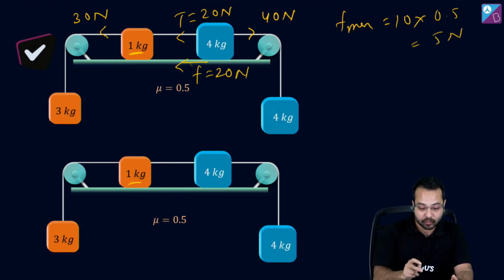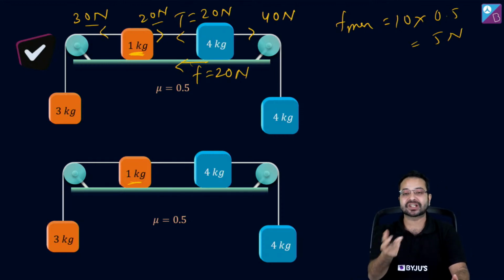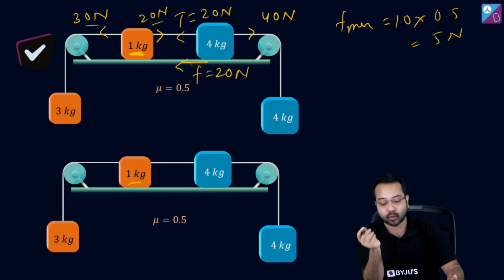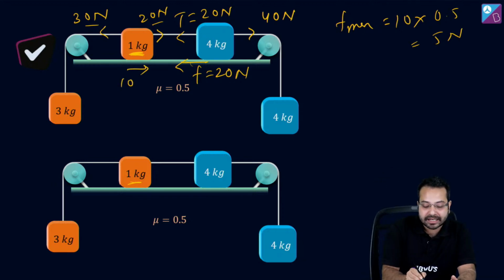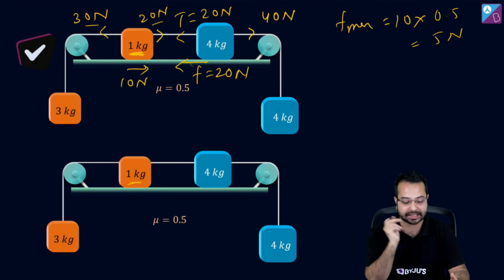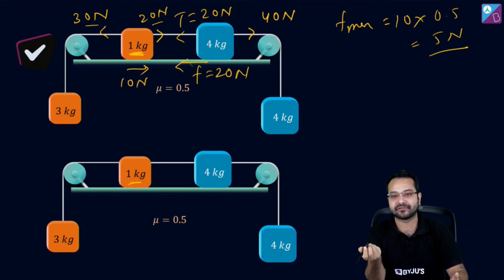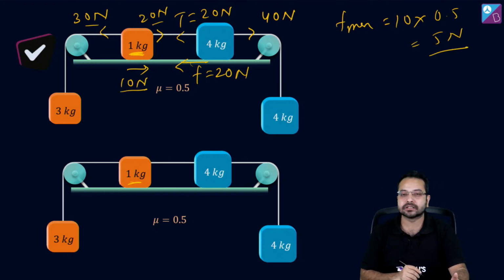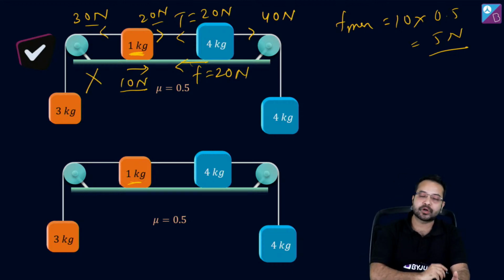Okay, now talking about this 1 kg block, this tension here is how much? This tension here is 20 Newton. Now 30 Newtons towards the left, 20 Newton towards the right. The friction has to act in what direction and with what value? The friction has to be 10 Newton in this direction. Do you agree? But the maximum value of friction that can act on the 1 kg block is only 5 Newton. So this 10 Newton is not correct. It's not possible, which means we are going to get a wrong answer.